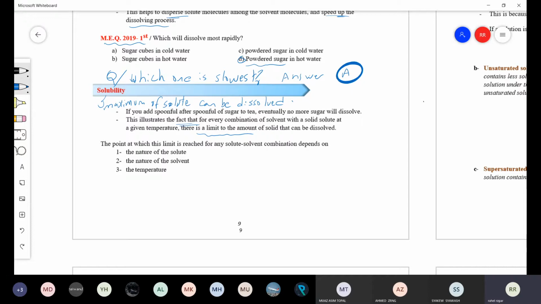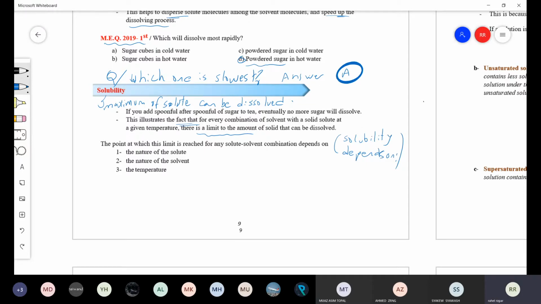So it depends on three things. Or you can write: solubility depends on, like this. Depends on. Then they have a succession. In the book it says three things. A, nature of solute. What is the solute?